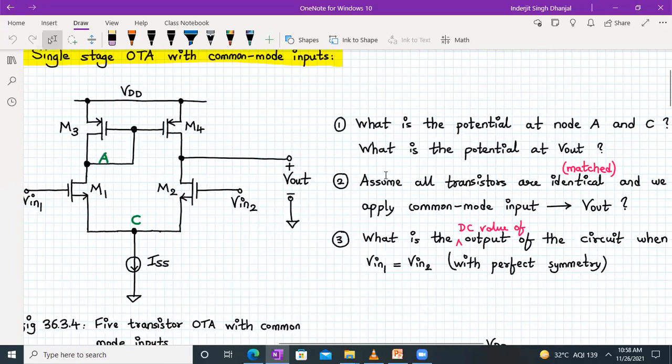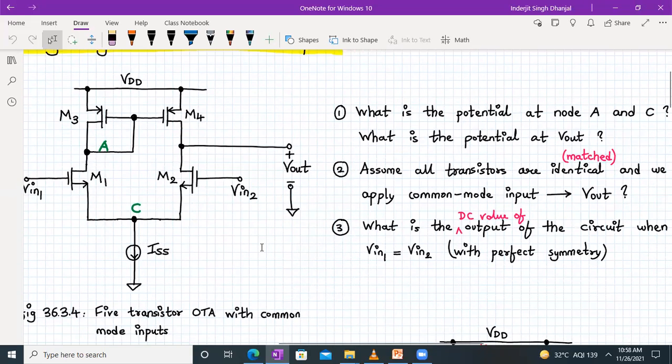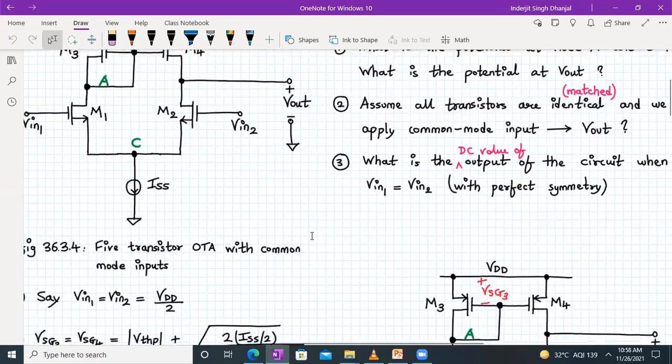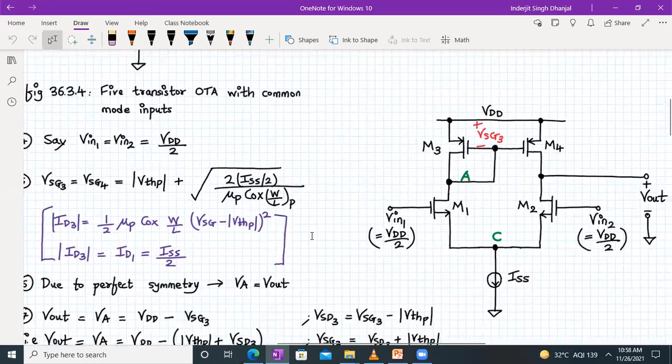So what will be my V out? Whether the V out will be 0 or whether it will be a finite value. Also we have to find out what is the DC value of the output of the circuit whenever V in 1 is equal to V in 2 with perfect symmetry. Okay, fine. So let's just proceed forward.